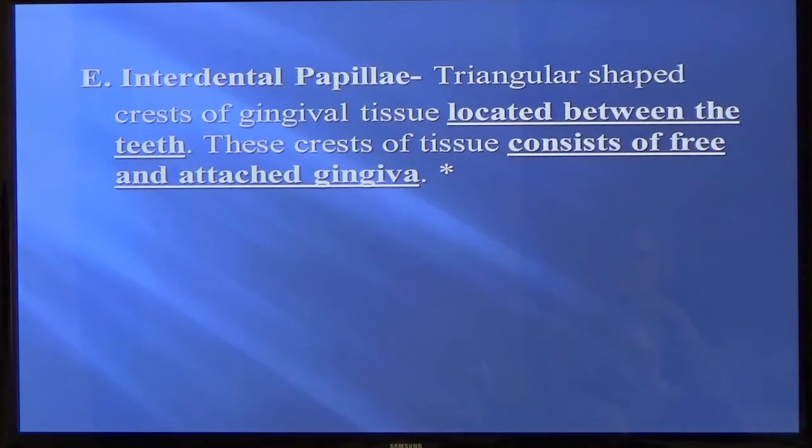Okay, interdental. If you break that word up, what do you think it means? Interdental. Papilla just means gum, basically. So between teeth. Interdental, between teeth. So gum tissue between teeth, basically. Interdental papilla is a triangular shaped crest of gingival tissue located between the teeth. These crests of tissue consist of free and attached gingiva.